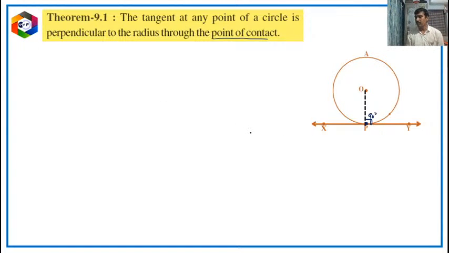Perpendicular means what? It makes 90 degrees. That is the theorem. Yes, the radius at the point of contact always makes 90 degrees with the tangent. Very important. The radius at tangent makes 90 degrees at the point of contact. Wherever the radius and the tangent meet, at that point of contact the angle between the radius and the tangent is always 90 degrees.